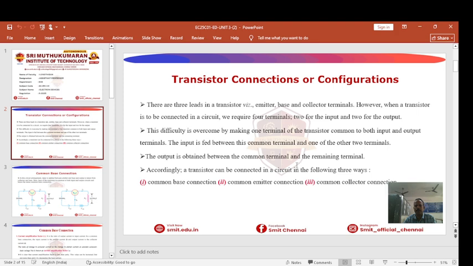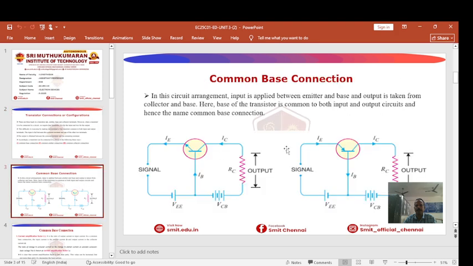The three modes of operation of transistors are the common base connection, the common emitter connection and the common collector connection, based on the particular terminal that we are using as the common one. First we are going to talk about the common base connection.